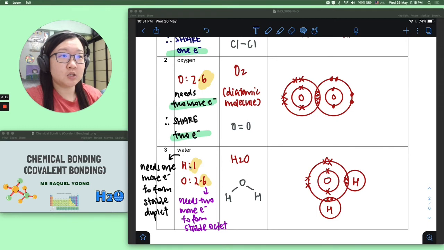If we break it down and look at each element on its own, we have hydrogen as well as oxygen. Hydrogen has an electronic configuration of 1, so it would strive to be like helium, trying to get a stable duplet, and it requires 1 electron to do so. Oxygen, on the other hand, is 2.6, so it would require 2 more electrons to form a stable octet. Following this train of thought, the oxygen atom will share 2 electrons, one received by each hydrogen.